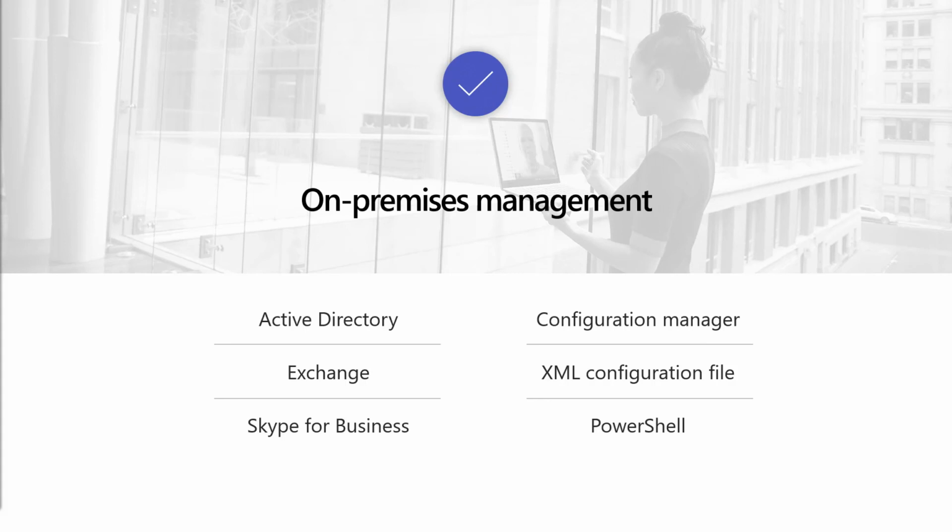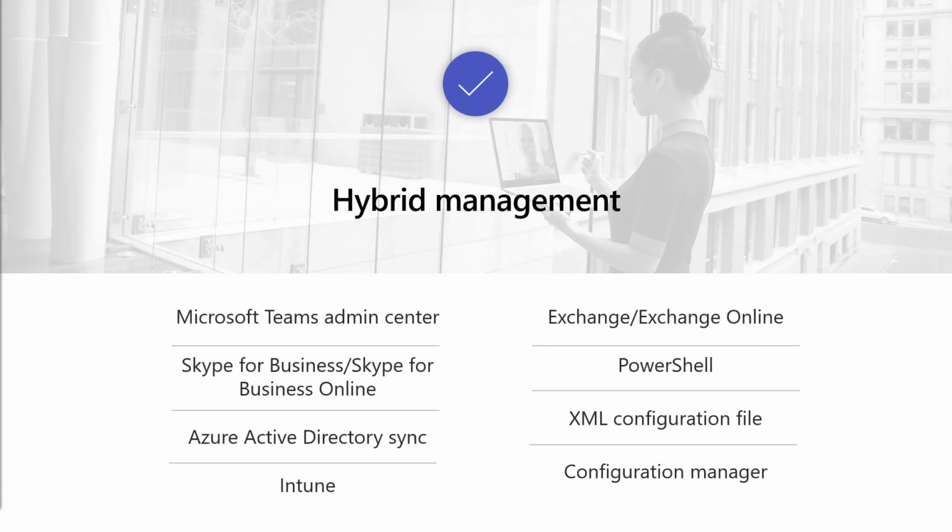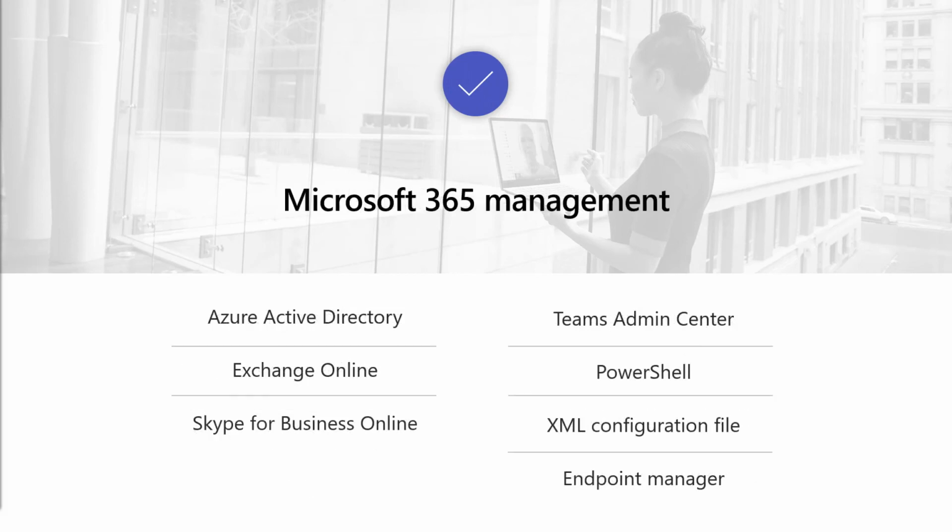If you're in a hybrid environment, so partially on premises, partially with Microsoft 365, you could use all of these tools, whichever ones are most appropriate for you. So Teams Admin Center. This will let you monitor and manage your Teams Rooms within the Teams Admin Center. You can use Skype for Business tools, Azure Active Directory Sync to sync from local Active Directory up to Microsoft 365. With Microsoft 365, there are some things you can do with Intune with Teams Rooms. And then a lot of the similar things we've already come across with Exchange, PowerShell, XML, and Configuration Manager.